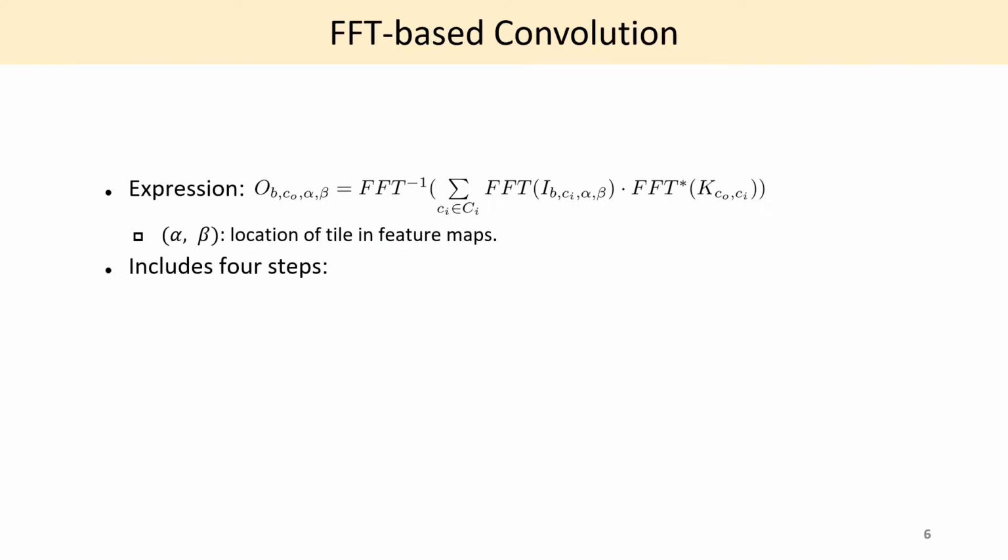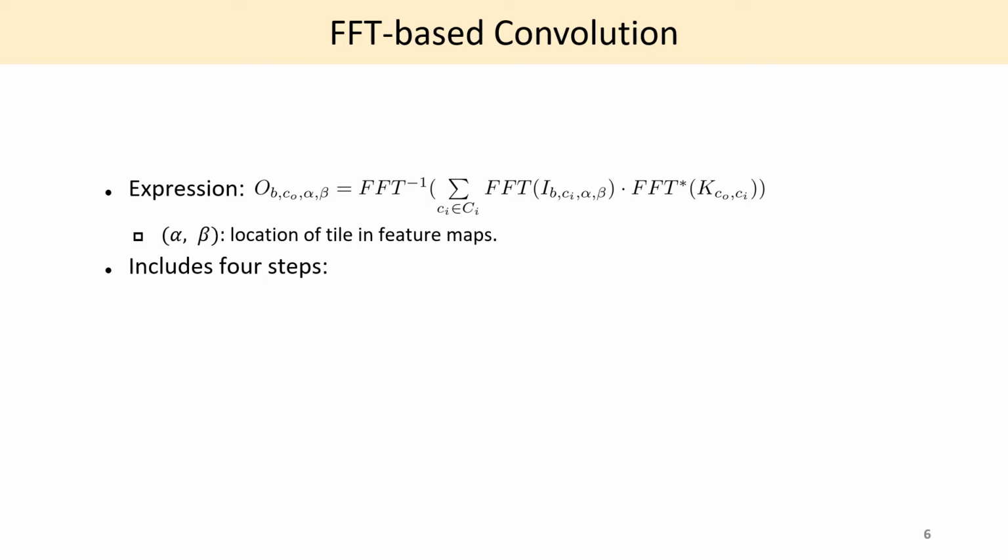This expression is the calculation process of FFT-based convolution. As kernels are often much smaller than feature maps, the tiling approach is used to minimize the overhead of padding, where alpha beta stands for the location of tile in feature maps.